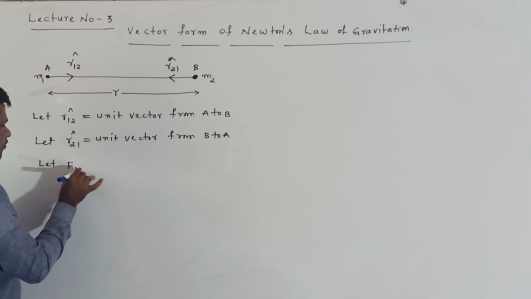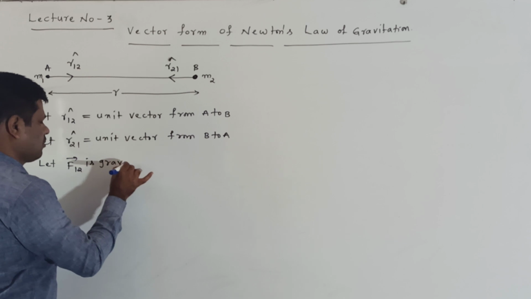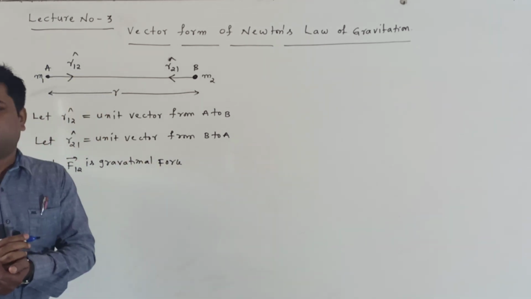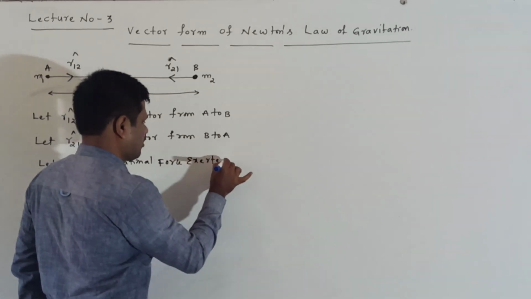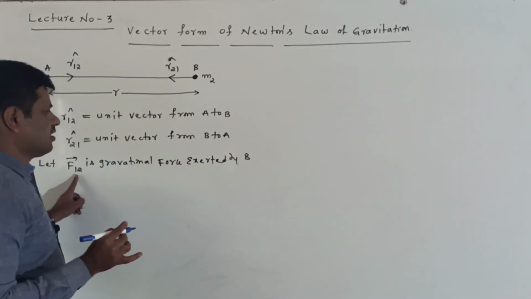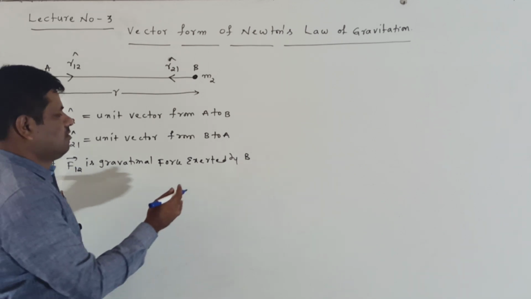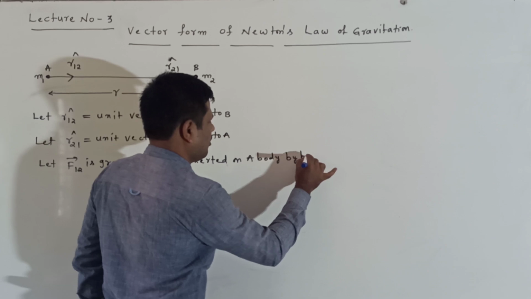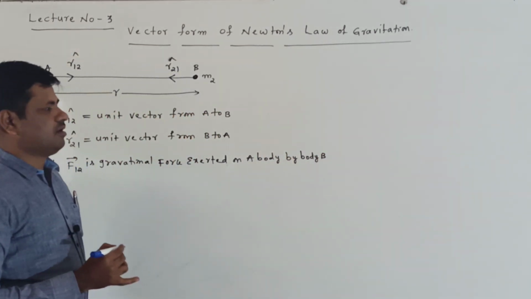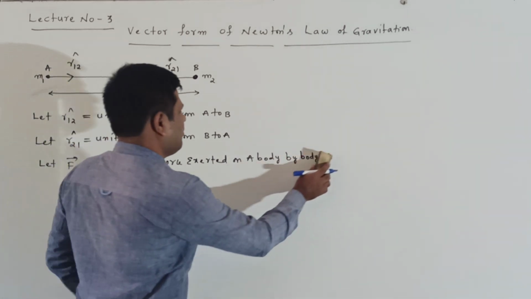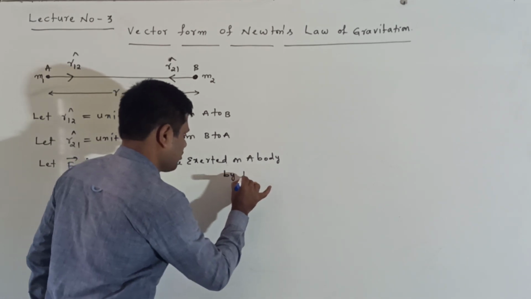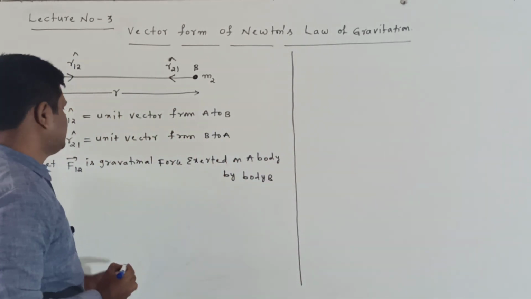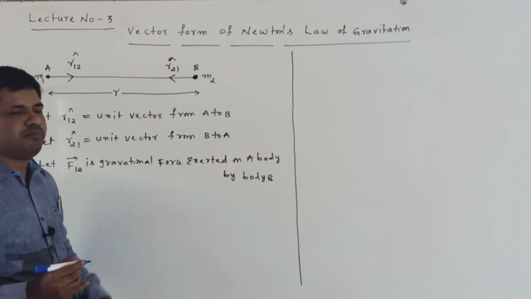Next I am writing: let F12 bar be the gravitational force. F12 bar is the gravitational force exerted on A body by body B. Not by, but exerted on A body by body B.